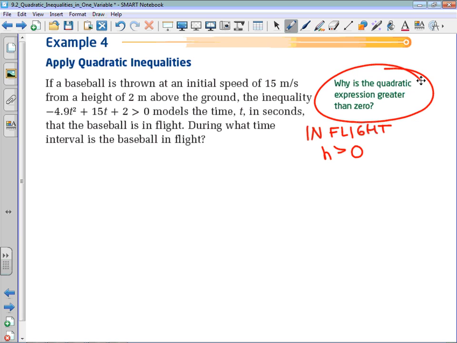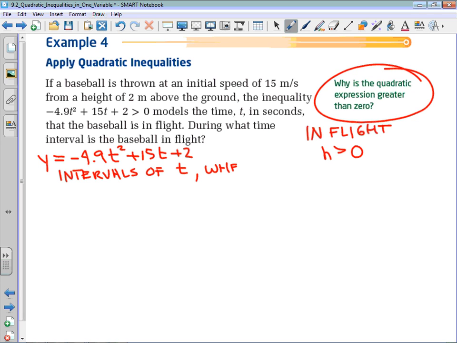A couple important things just before we get going. We're going to need our calculator for this, but I do want to identify that we are still going to graph y equals negative 4.9t squared plus 15t plus 2. And then we're going to find the intervals of t where our function, and maybe I'll just put y is greater than 0. Sorry, I messed it up. I had it right. And maybe, now that I'm talking about the variables we use, I'm going to put y is greater than 0. In flight occurs when y is greater than 0 as well. So that does make sense why y has to be greater than 0.